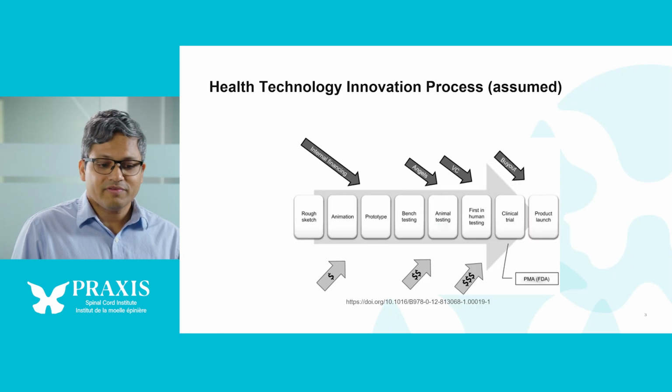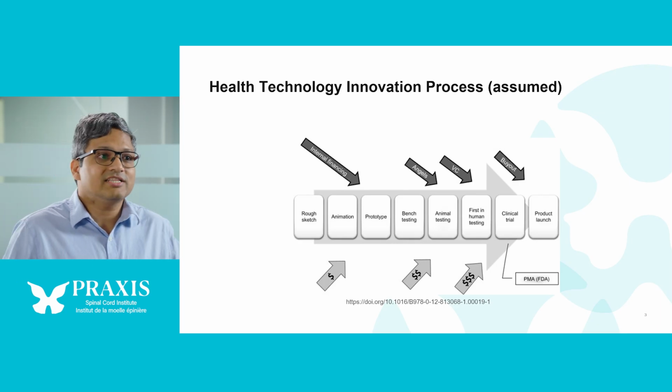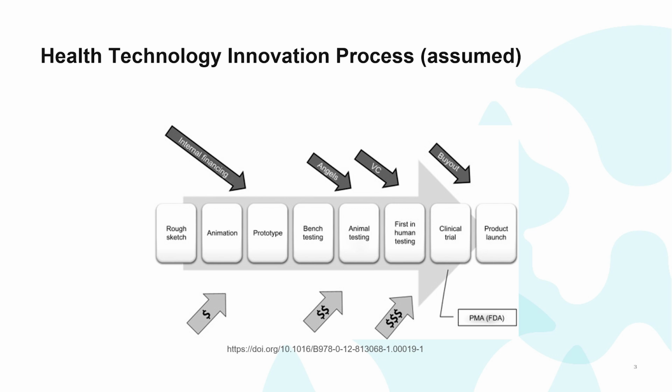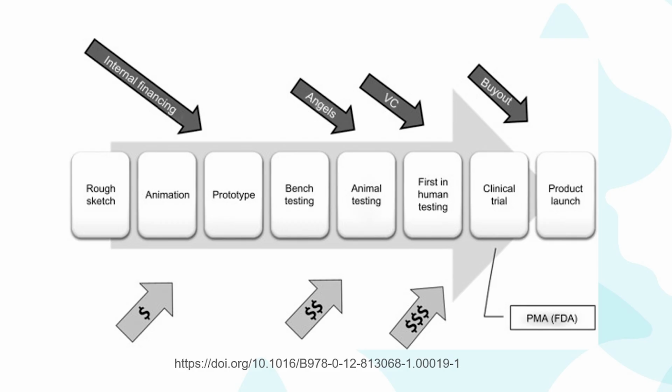In the next slide, we will be talking about how the health technology innovation process looks like for people who might not have developed a health technology product earlier. It looks like a simple process where you come up with a rough sketch of the idea, then you create a prototype through some initial financing, and then bench test your prototype, get some additional funding to go for animal testing, and then after that go for first in human testing, and then finally fundraise more to actually go into clinical trials, and once you get the regulatory approvals, launch your product.